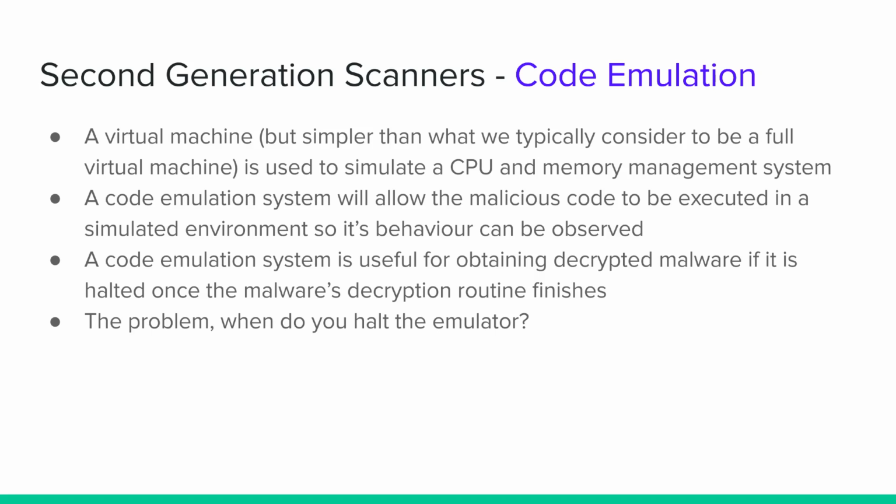The goal here is so that we can maybe execute something to the point where it's decrypted a malware body, we can stop the emulation, and then we have a copy of the decrypted code. Or maybe as we're emulating something, we can have certain triggers in place that look for sequences of operations that we know to be malicious. At that point, the emulator will flag something as being a malware sample.